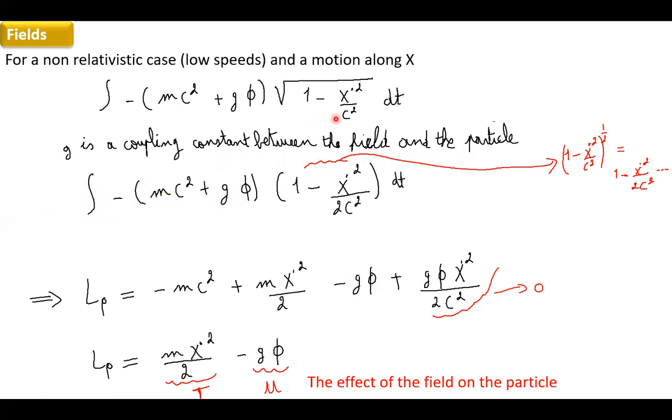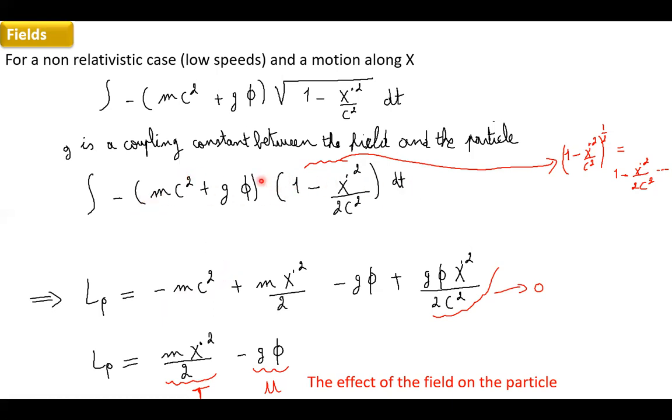If you are working at low speeds, your radical here would be a series. If you replace it here, the radical of 1 minus x dot squared over c squared is 1 minus x dot squared over c squared to the power 1/2. And here is a term that tends to 0, so it's 1 minus half x dot squared over c squared. So the radical is 1 minus x dot squared over 2c squared, times dt. So inside the radical is the Lagrangian.